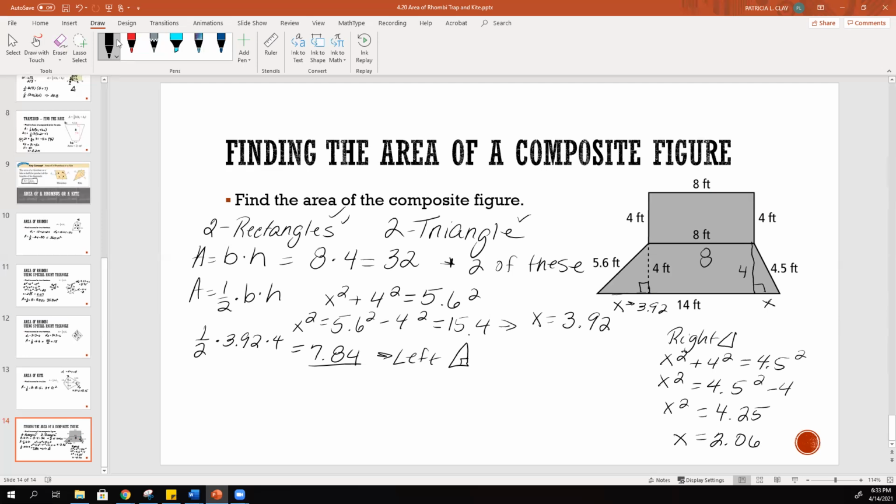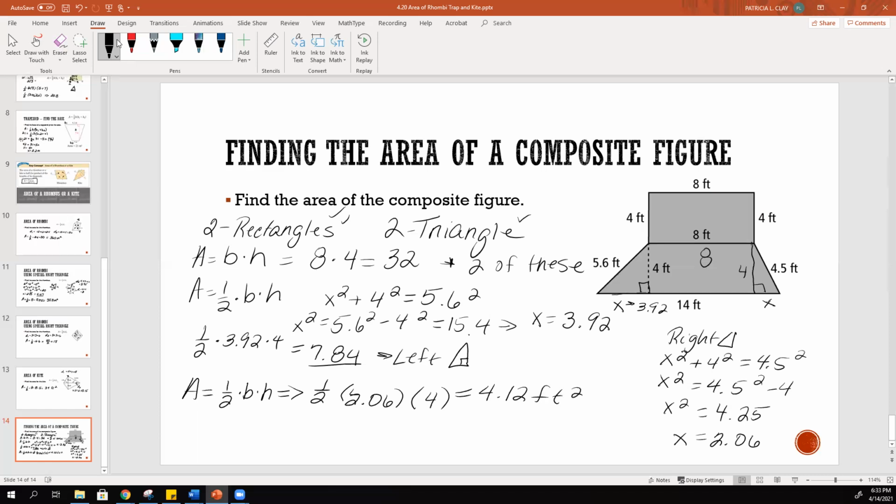Now we need to find the area for this one. Let's put area over here. 1/2 base times height. Let's plug in: 1/2 times 2.06 times 4. That gives us an area of 4.12 feet squared.